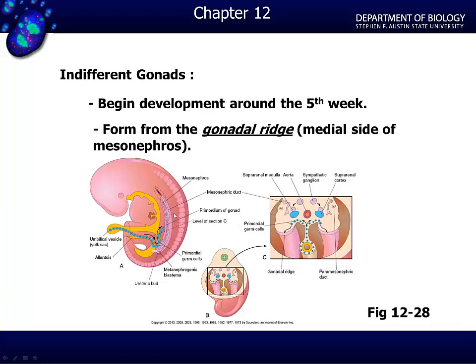Now, in this illustration, they're trying to show you where this gonadal ridge is going to form. Again, this is somewhat in the lumbar region. But they're also illustrating this endodermal primordial tissue migrating up the yolk stalk and the umbilicus into the gonadal area, and these are our primordial germ cells that you can see migrating in.